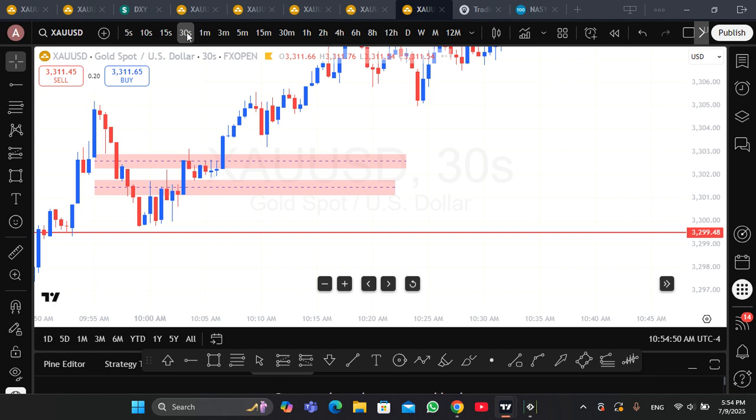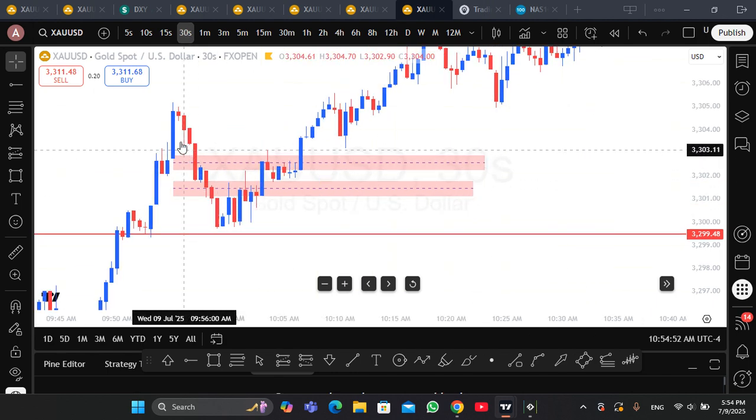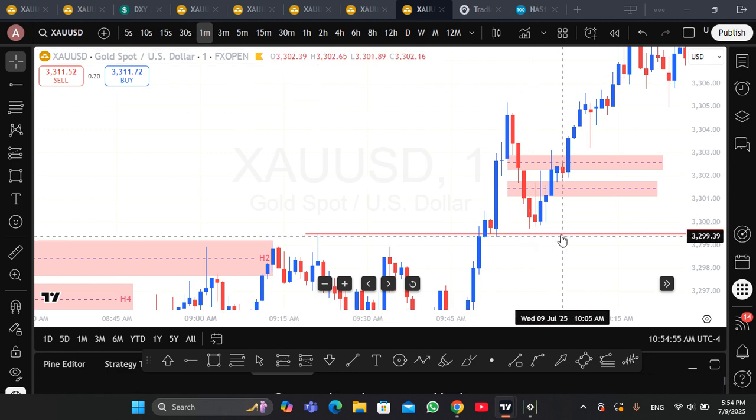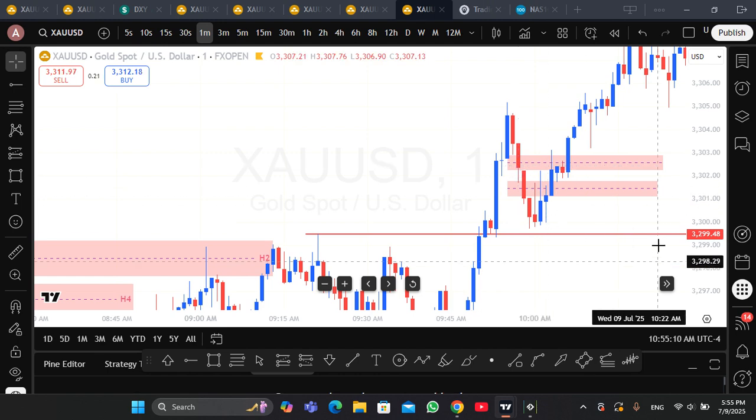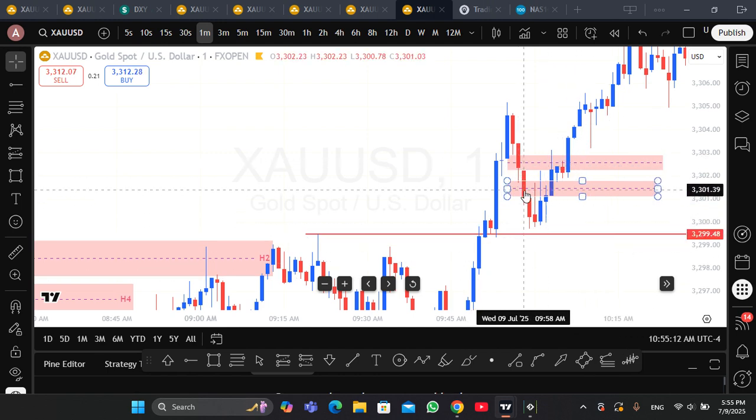On the lower time frame, you can see that the first thing is that this is a fair value gap, and this is a fair value gap. You can consider this an inverted fair value gap. So how did I utilize it? This is a fair value gap and this is a fair value gap.